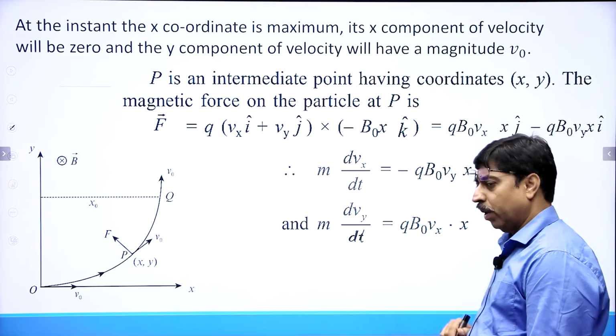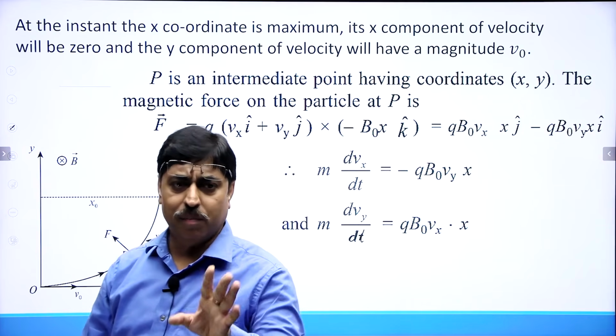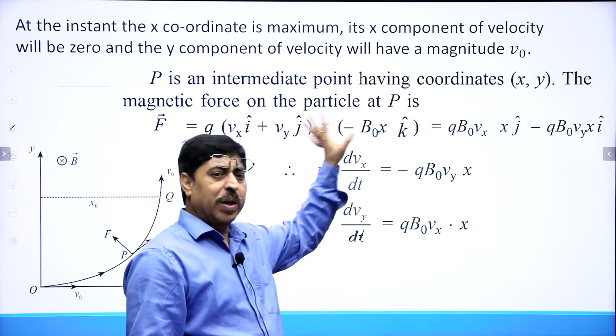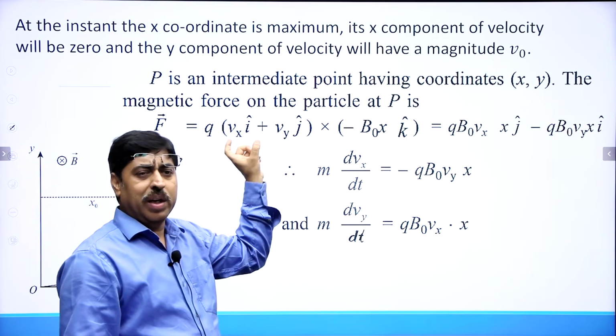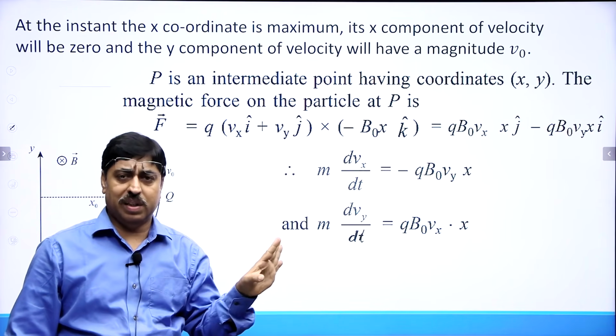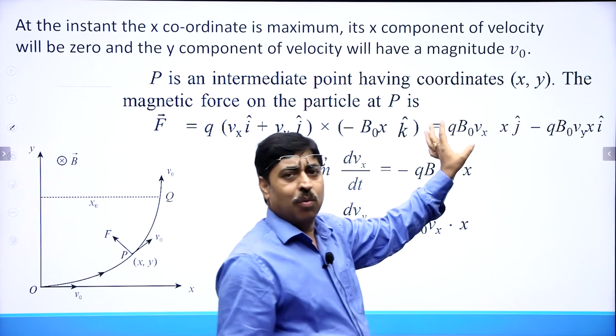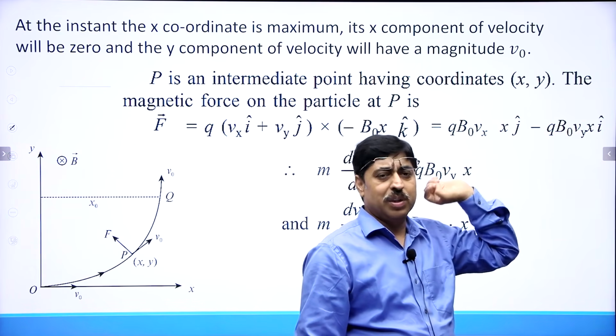This is equal to y component of force. I hope you are getting me till now. I have done nothing. Force is q v cross b. I have assumed that at any point velocity is vx i cap plus vy j cap. That's all. So just do the cross product. You get force as this much i cap and this much j cap.